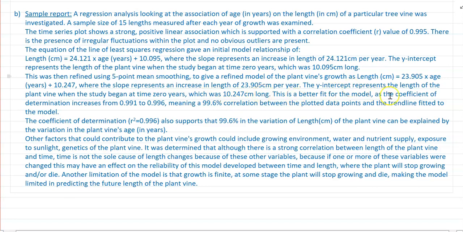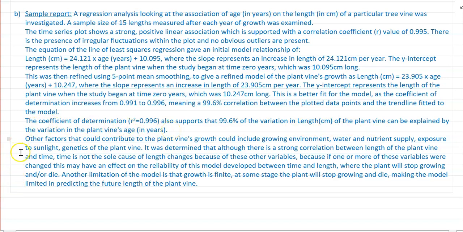This is a better fit model, and you use the coefficient of determination to show that, because you can see it increases from 0.991 to 0.996, so that means a better 99.6% correlation between your plotted data points and your trend line. So the coefficient of determination also supports that 99.6% of the variation in length of the plant vine can be explained by the variation in the plant vine's age in years.